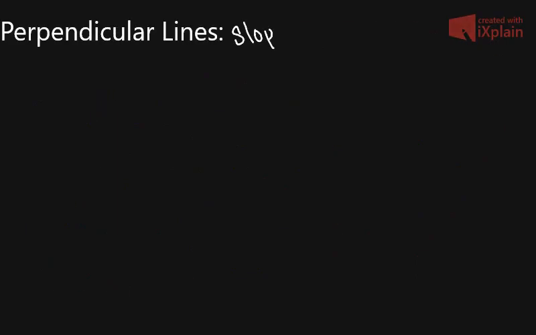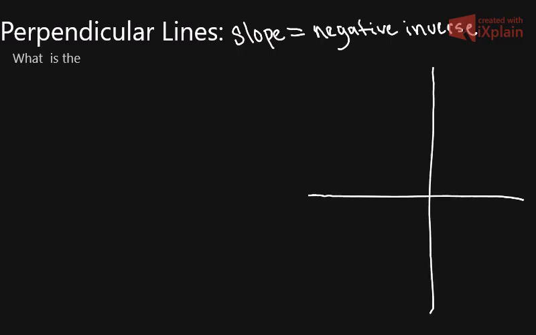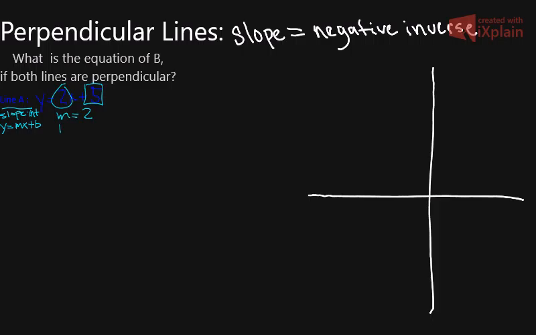Alright, on to perpendicular lines. For perpendicular lines, the slopes are the negative inverse. So the question is, what is the equation of B if both lines are perpendicular? The first line is y equals 2x plus 5. It's in slope-intercept form, so the slope is 2 and the y-intercept is 5. And so when we put that on the graph, we're up 2, to the right 1. And remember, this graph isn't to scale. Sorry about that.